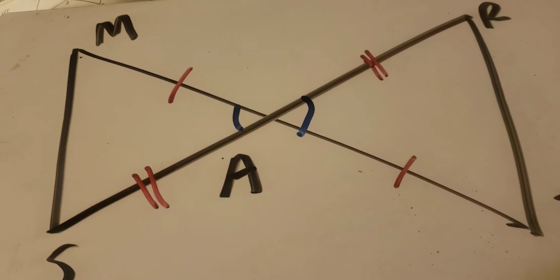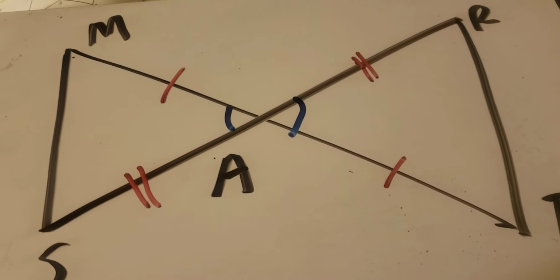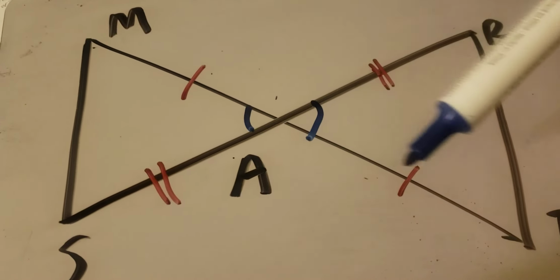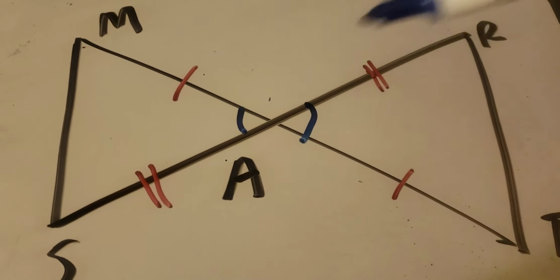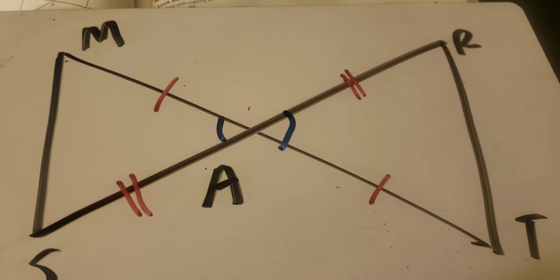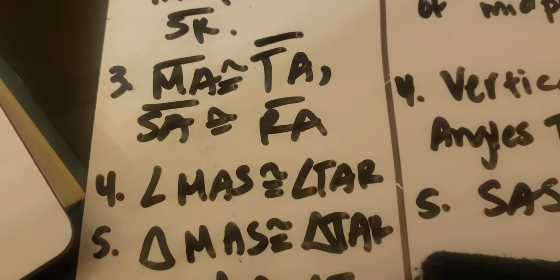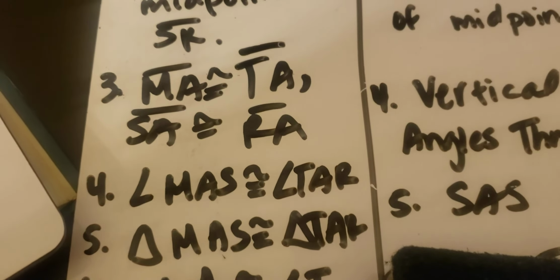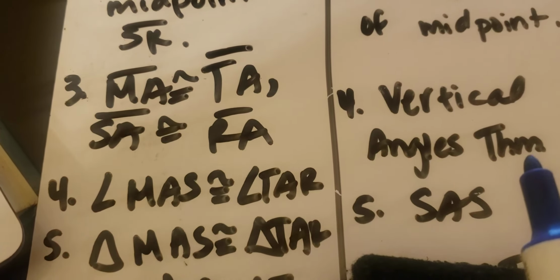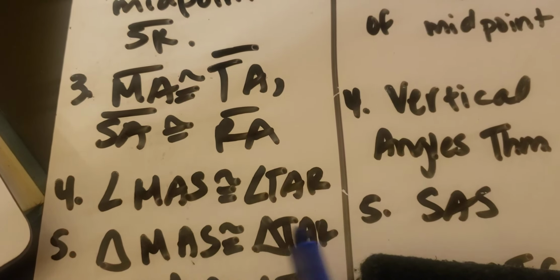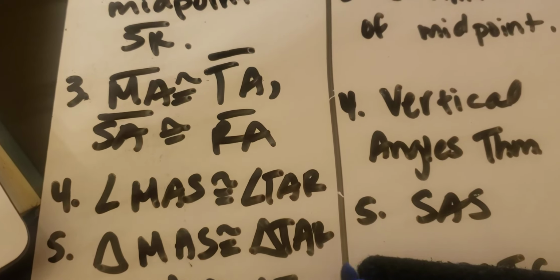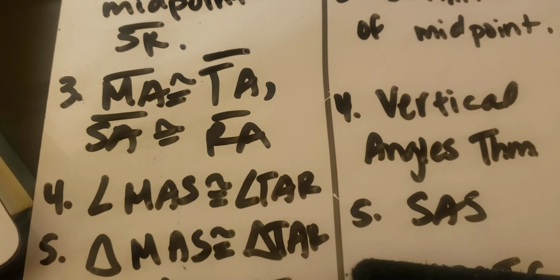And if you look, we have enough markings to prove these 2 triangles are congruent. Can you tell? That would be side, angle, side. Side, angle, side. Remember, I can go clockwise or counterclockwise and I still get side, angle, side. So those are going to be actually my next 2 statements. So statement number 4 is angle MAS is congruent to angle TAR, and that's by vertical angles theorem. So now I have enough to say these 2 triangles are congruent by side, angle, side. So triangle MAS is congruent to triangle TAR. All right, now let's go back to the picture.